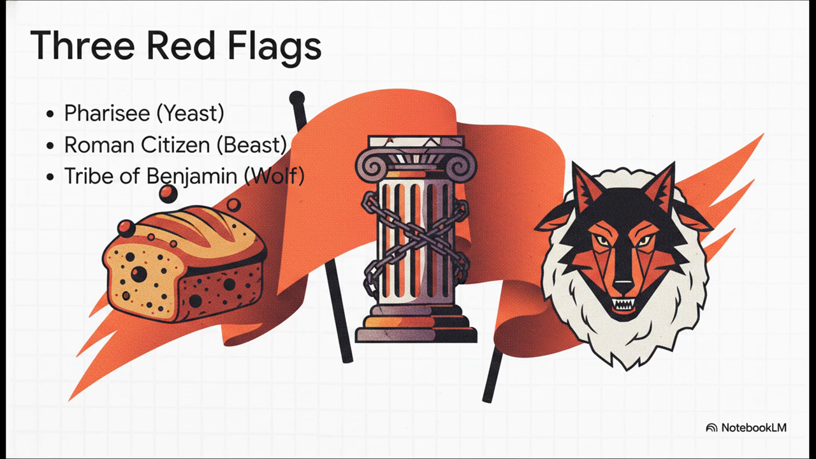Drawing on an apocryphal text called the Testament of Benjamin, the source claims this specific tribe was prophesied to produce a ravenous wolf, tying this directly back to Yeshua's warning about a wolf in sheep's clothing.